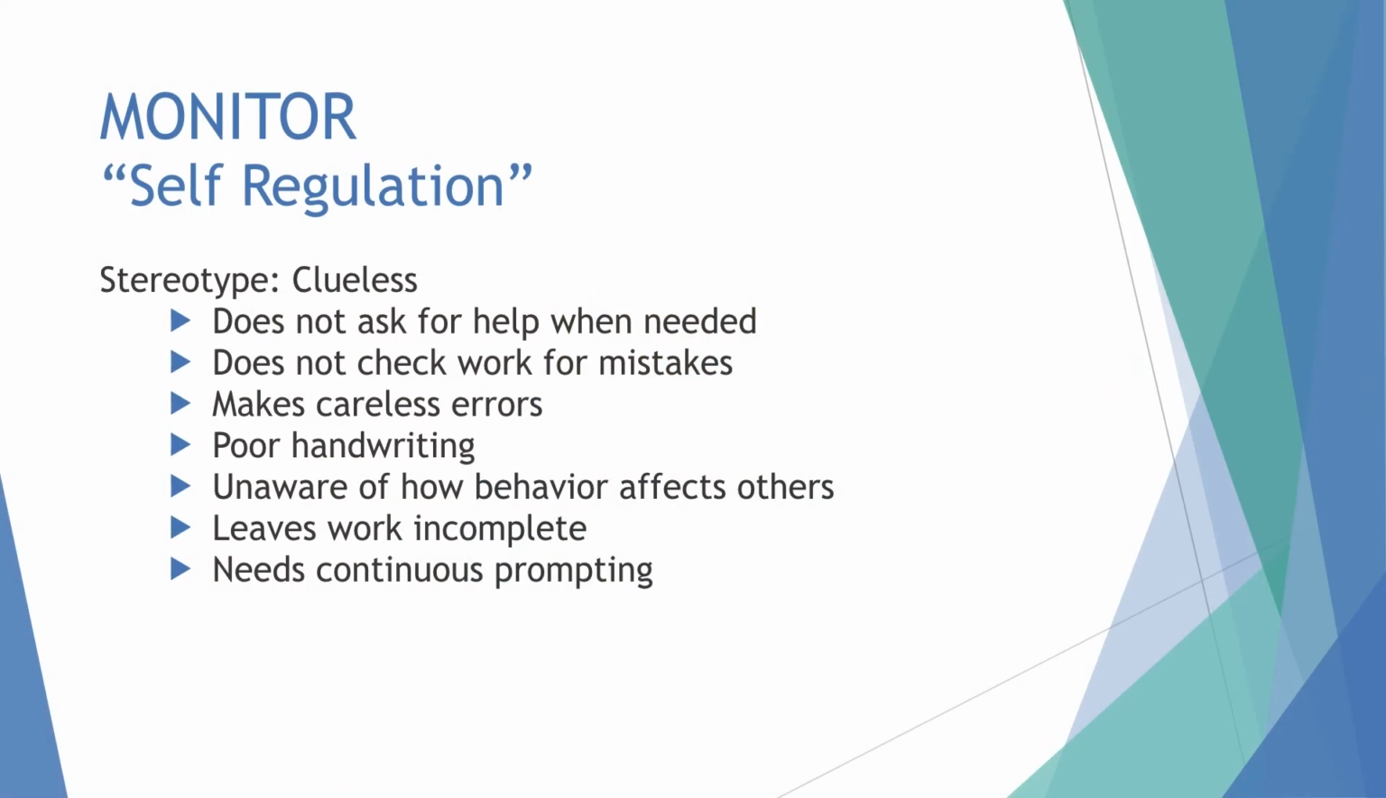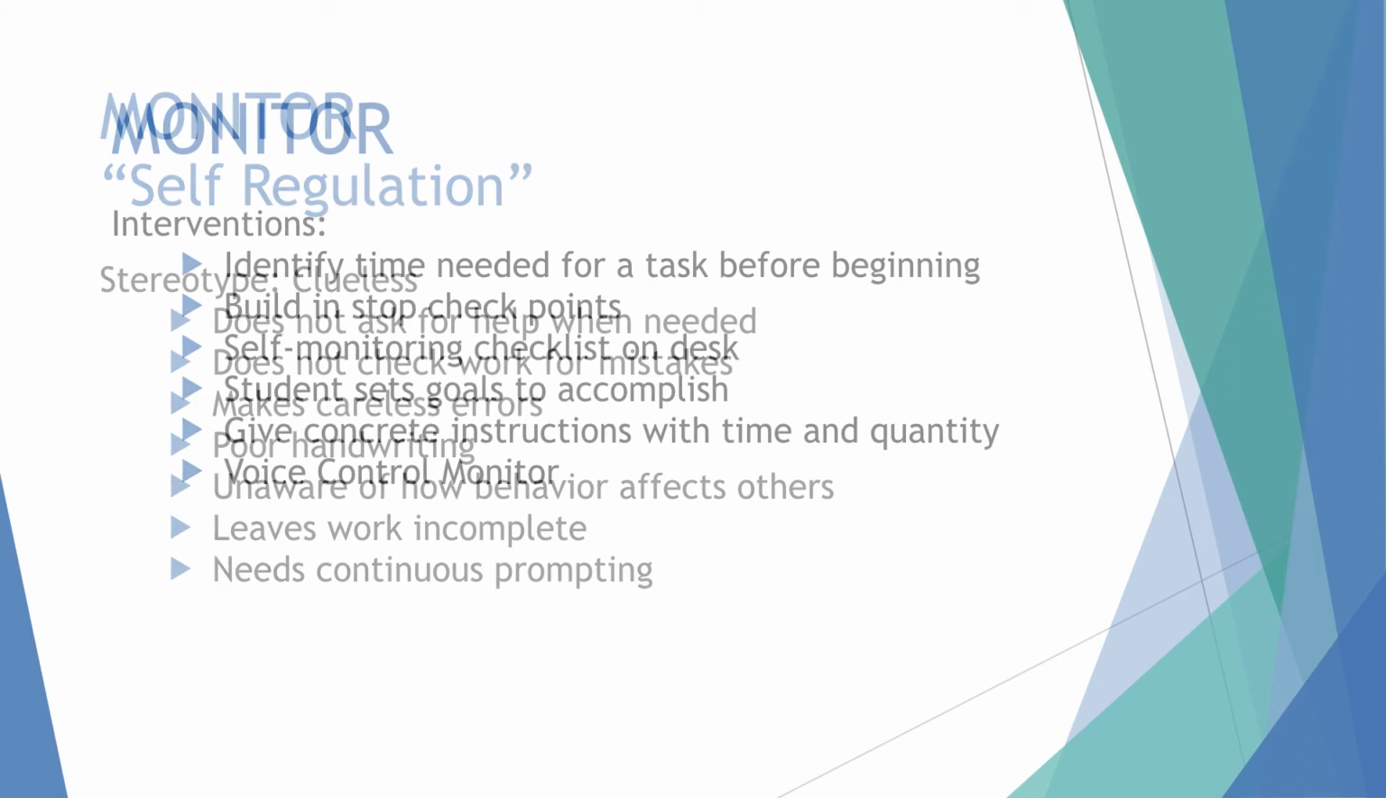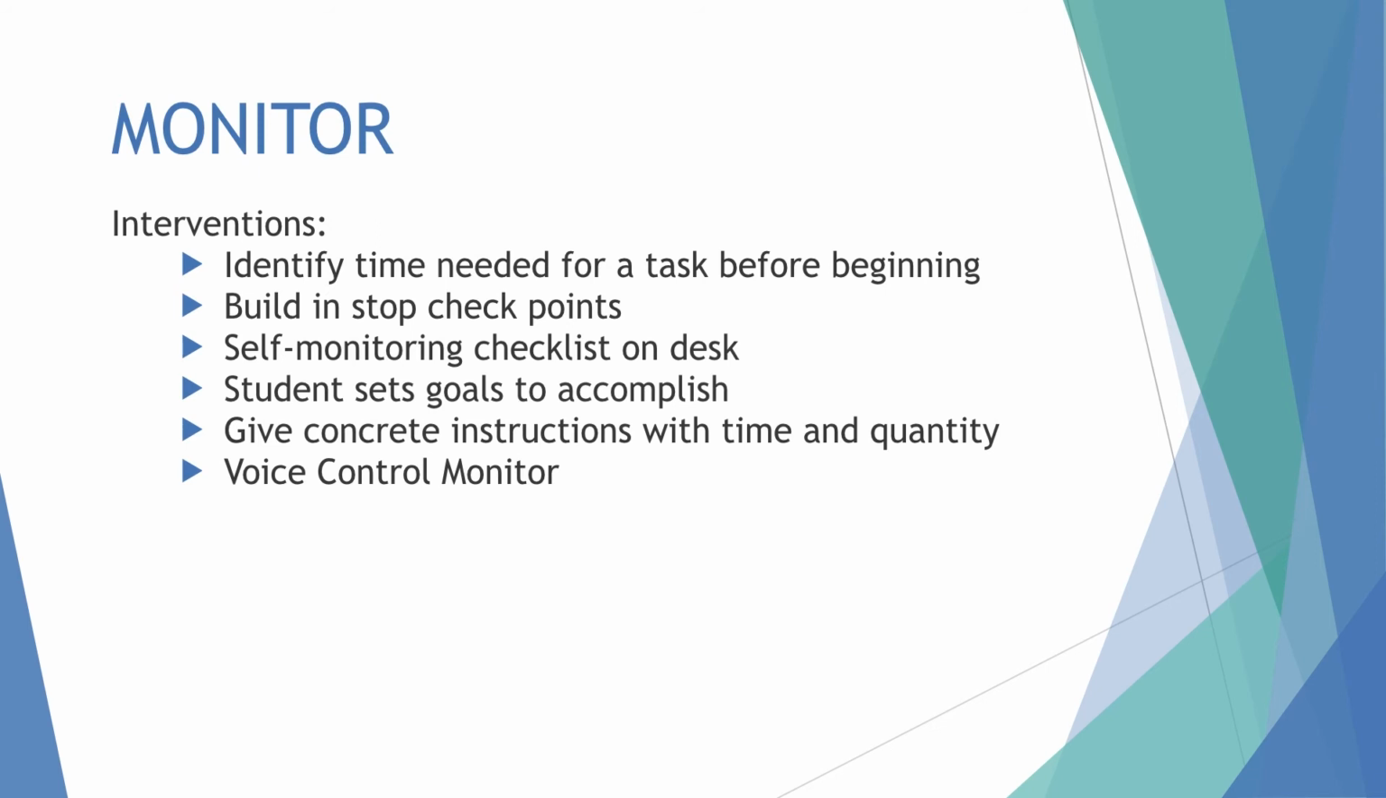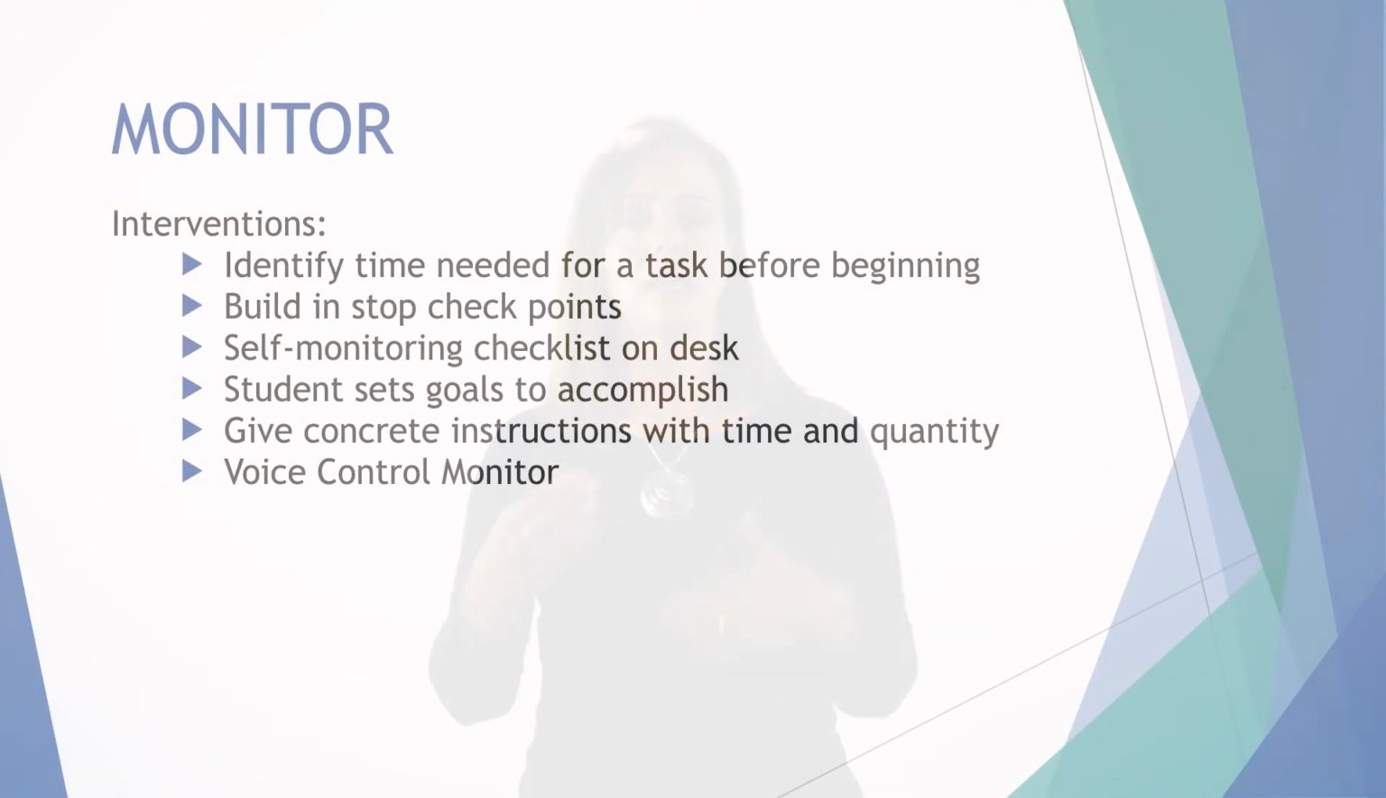Sometimes with self-monitoring, kids don't check work for mistakes. They can make careless errors, leave work incomplete, and need lots of prompting. So some of the strategies are to identify the time needed for a task before beginning and build in stop checkpoints. Instead of just saying, here's the assignment, and waiting until it's supposed to be finished, some stop checkpoints can be helpful. Students can set a goal, and you give very concrete instructions.